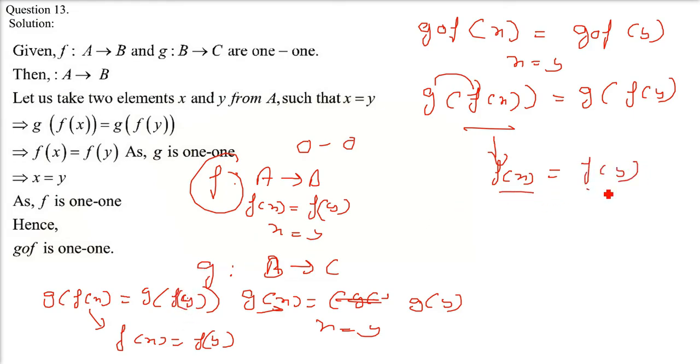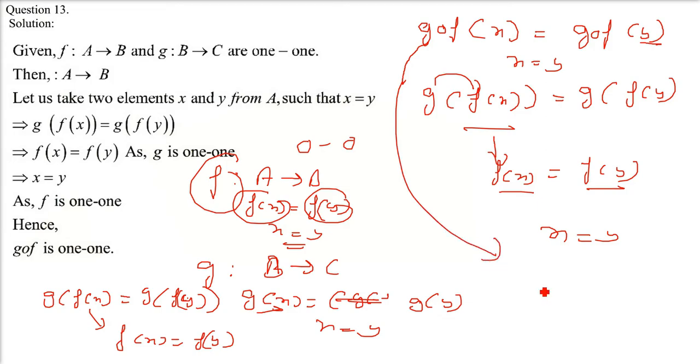Now f(x) equals f(y). So I just proved that f(x) equals f(y) means x equals y, because they both are one-to-one. So we started with g∘f(x), g∘f(y), and it finally proved that x equals y. And earlier I told you that is only possible when it is one-to-one. If g∘f(x) equals g∘f(y) gives you x equals y, this means that this is one-to-one. Please remember, f and g are also one-to-one.